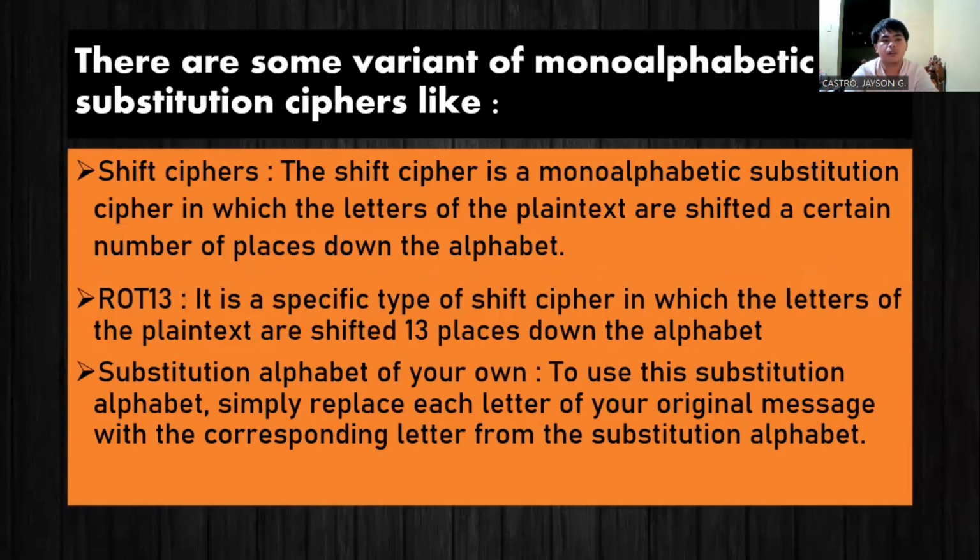These are some examples of variants of monoalphabetic substitution ciphers. First is shift ciphers. A shift cipher is a monoalphabetic substitution cipher in which the letters of the plain text are shifted a certain number of places down the alphabet. And ROT13 is a specific type of shift cipher in which the letters of the plaintext are shifted 13 places down the alphabet.